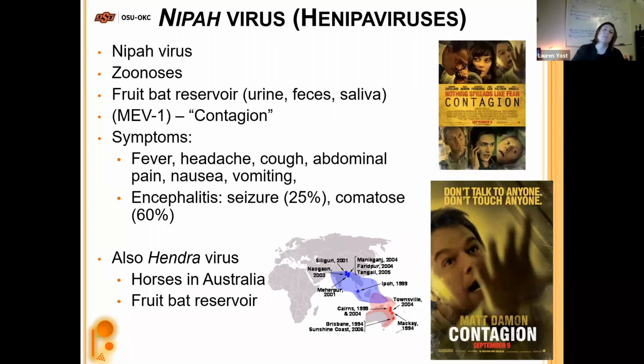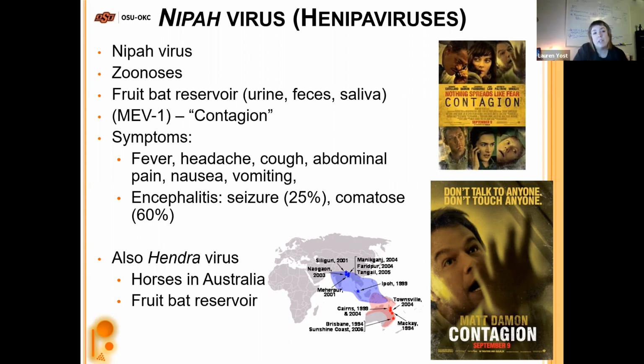So anyways, Nipah virus was what that movie was based off of. It is a zoonosis, that means animals had it first. The fruit bat was the reservoir for Nipah virus, spread in their urine, their feces, and their saliva. In Contagion, in that movie, they called it MEV1. Not really that important, but that is the disease they called it in there, and it was based on this.